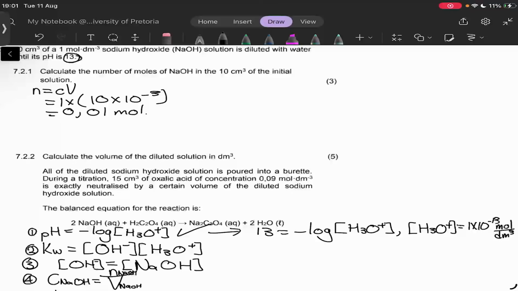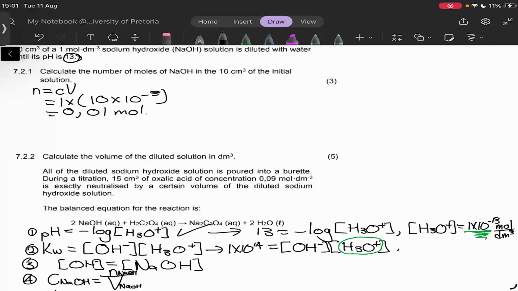So what's next is I need to now do the Kw formula. So from here, I know that 1 times 10 to the power of negative 14 is equal to my concentration of hydroxide ions multiplied by my concentration of H3O plus. I found my concentration of H3O plus. Maybe let me highlight that. This value over here goes into there.